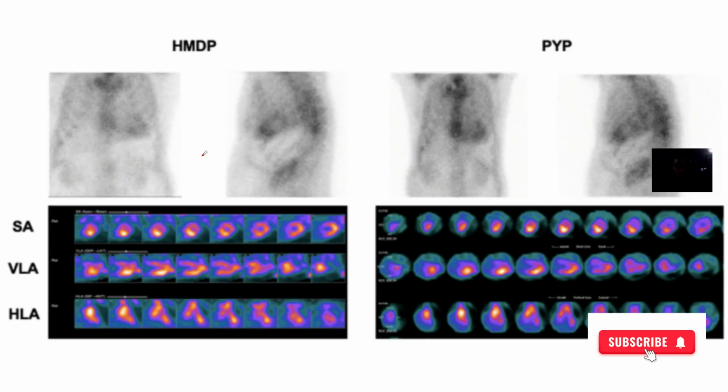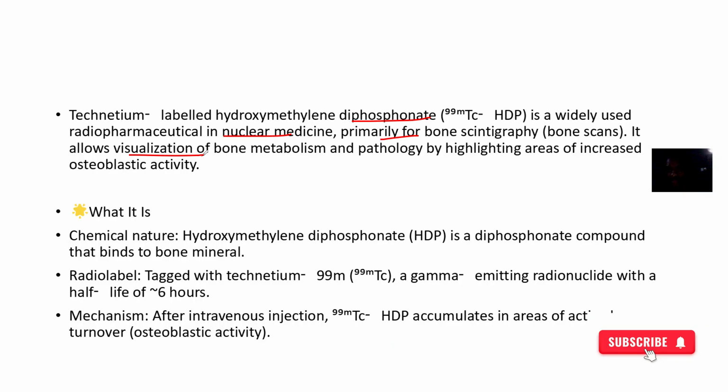It can help you see how a bone is growing and all of that, and it can also help you look at whether there is a bone disease condition like osteomyelitis. So the chemical nature is a diphosphonate compound. It binds to bone mineral. It's tagged with technetium-99m, that's a gamma-emitting radionuclide. So it's the one that will emit some waves that the imaging equipment can grab and convert to images.